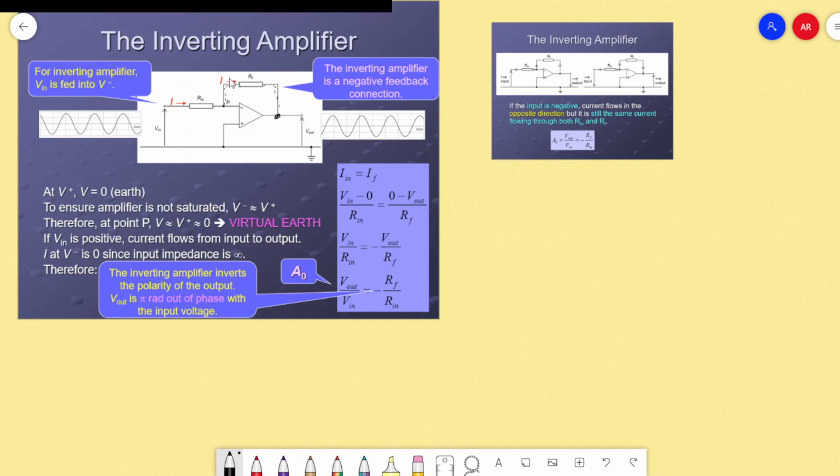The inverting amplifier is, obviously, a feedback amplifier, and the input voltage is fed into the inverting end, not at the non-inverting end. An inverting amplifier is that amplifier where the input voltage is supplied into the inverting end. And you see the non-inverting end is by default grounded. It is at zero, earthed. The inverting end is where the input voltage is supplied.